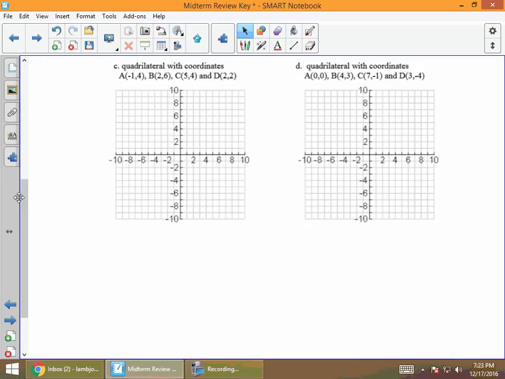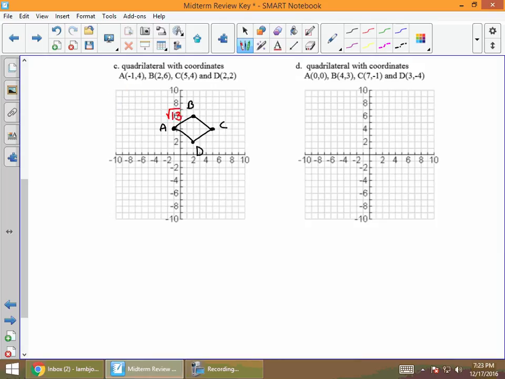All right, for C, it's another quadrilateral. So negative 1, 4, 2, 6, 5, 4, and 2, 2. So here's A, B, C, and D. So I'll find distances maybe. So this distance here goes up 2 over 3. So 2 squared is 4, 3 squared is 9. So this distance is radical 13.